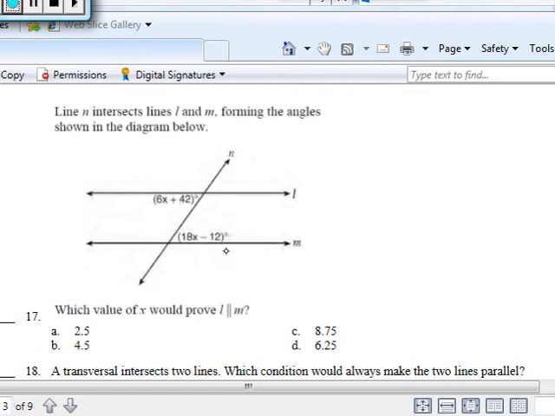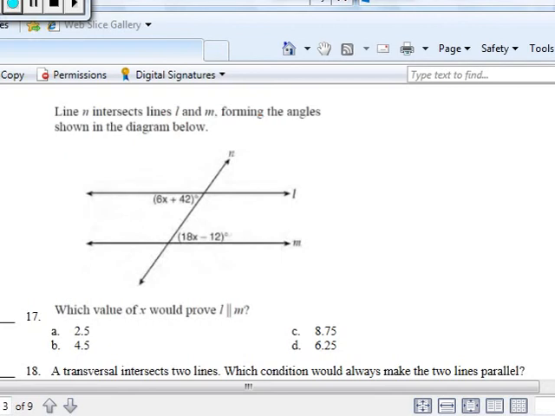Next problem says that line N intersects lines L and M, that's the transversal, forming the angles shown in the diagram. What value of x would prove that L is parallel to M? These two angles here, McKenna, what's the relationship as far as names? What's the named relationship we give to these two angles? Alternate interior. In order to be parallel, those would have to be congruent or equal in measure. So therefore, we're going to set them equal to each other. 6x plus 42 would have to equal 18x minus 12.